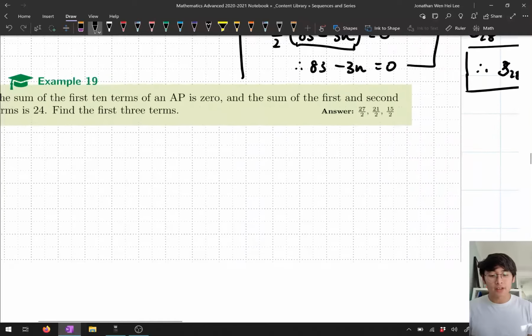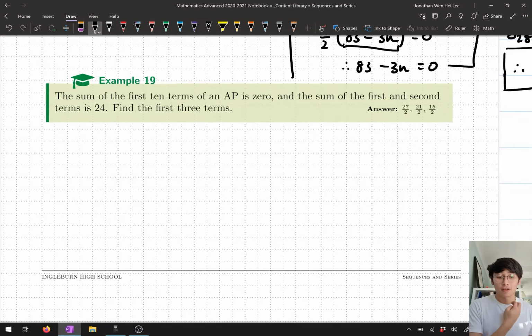The sum of the first 10 terms of an AP, an arithmetic progression, is 0. The sum of the first and second term is 24. Find the first three terms. Okay. What we want to do here is we get given what the partial sum is for a few different scenarios. So let's actually just break this down.